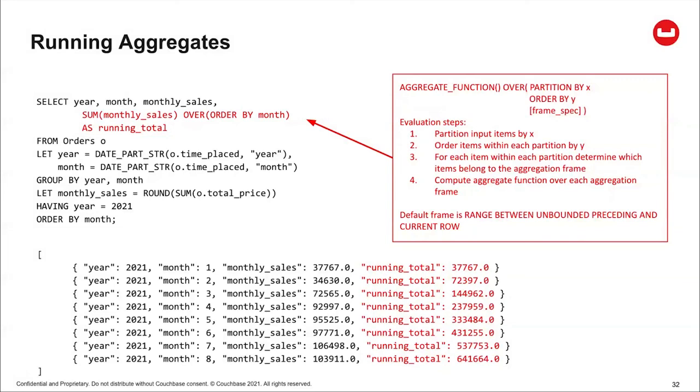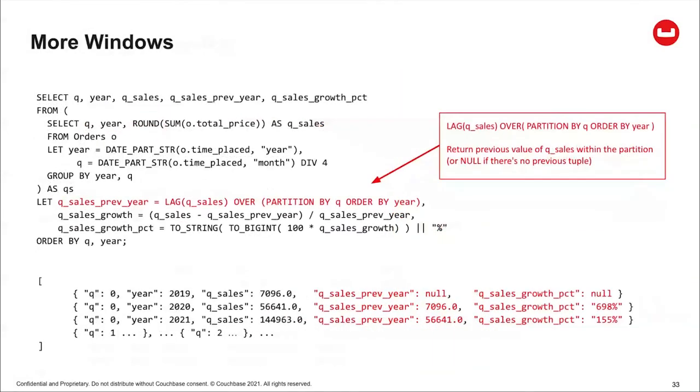Coming back to our example, there is no frame specification given in the window function call here. So the sum function will use the default frame specification, which is range between unbounded preceding and current row. This frame corresponds to a running total computation. The query intent is to produce monthly sales in 2021 along with their running totals. In order to achieve that, it first aggregates sales by month and then uses the window function call to compute running totals over those aggregated values.